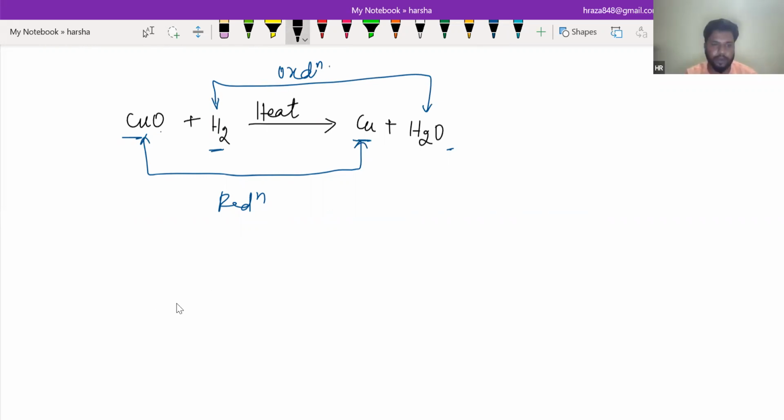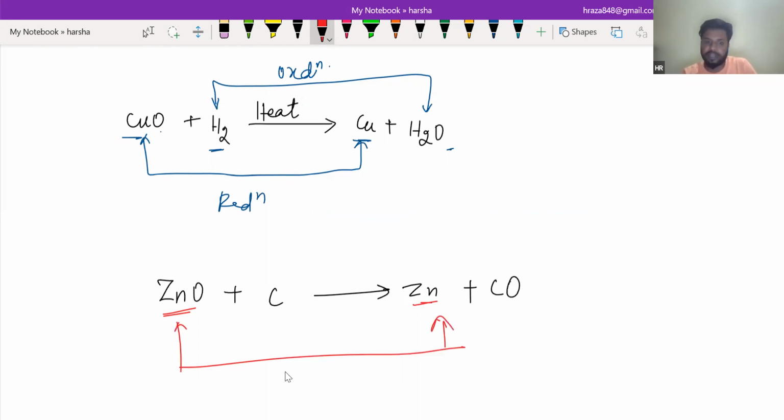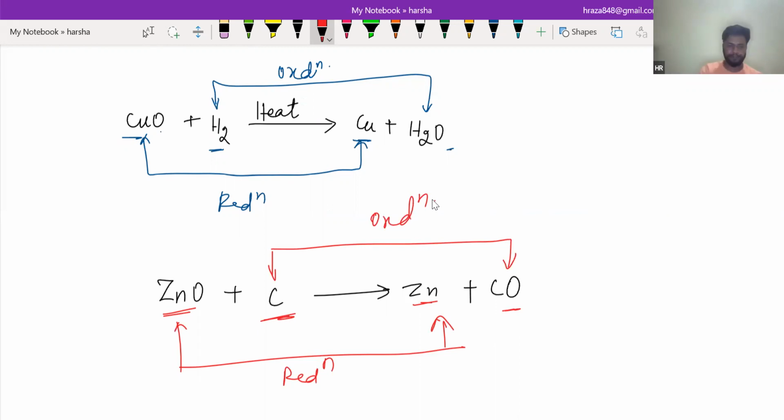Now see, another example I'm going to give you. ZnO plus C will give Zn plus CO. Again, you can easily recognize it. Initially, Zn has O with it, but finally there is no oxygen with zinc. That means it loses oxygen, and loss of oxygen is called reduction. And you can see carbon doesn't have any oxygen with it, but in product form carbon has oxygen. That means it gains oxygen. That means it has oxidation. Yes or no? Yes, sir.